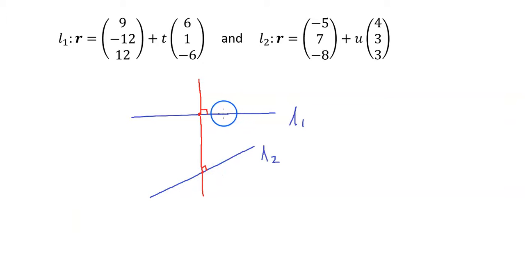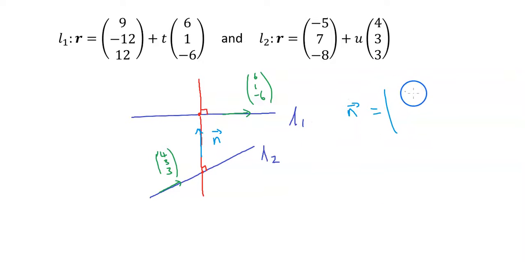Now we have a direction vector for L1, that is (6, 1, -6), and we have a direction vector for L2, which is (4, 3, 3). So we know that this line is parallel to the normal vector n, which is the cross product of these two vectors. So n is equal to (4, 3, 3) crossed with (6, 1, -6).